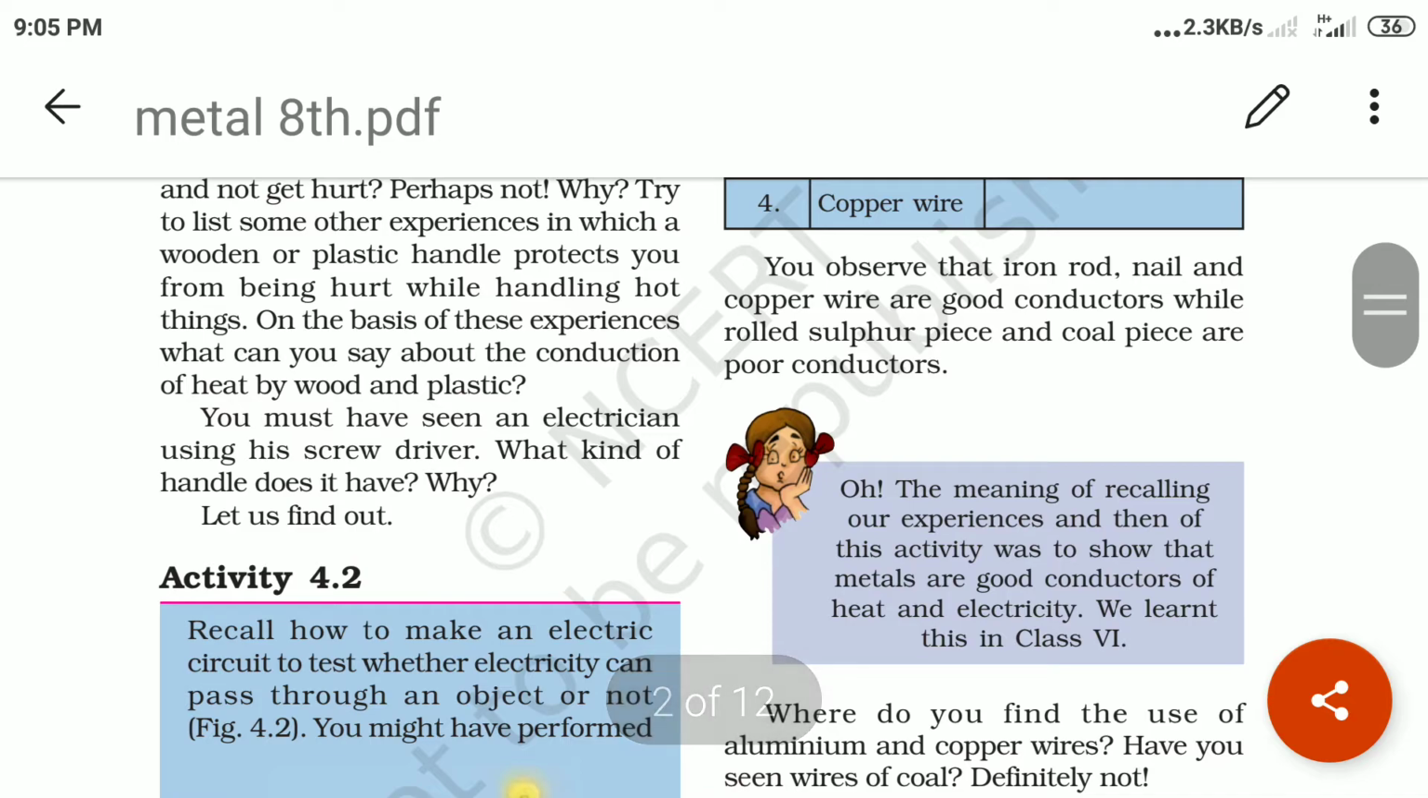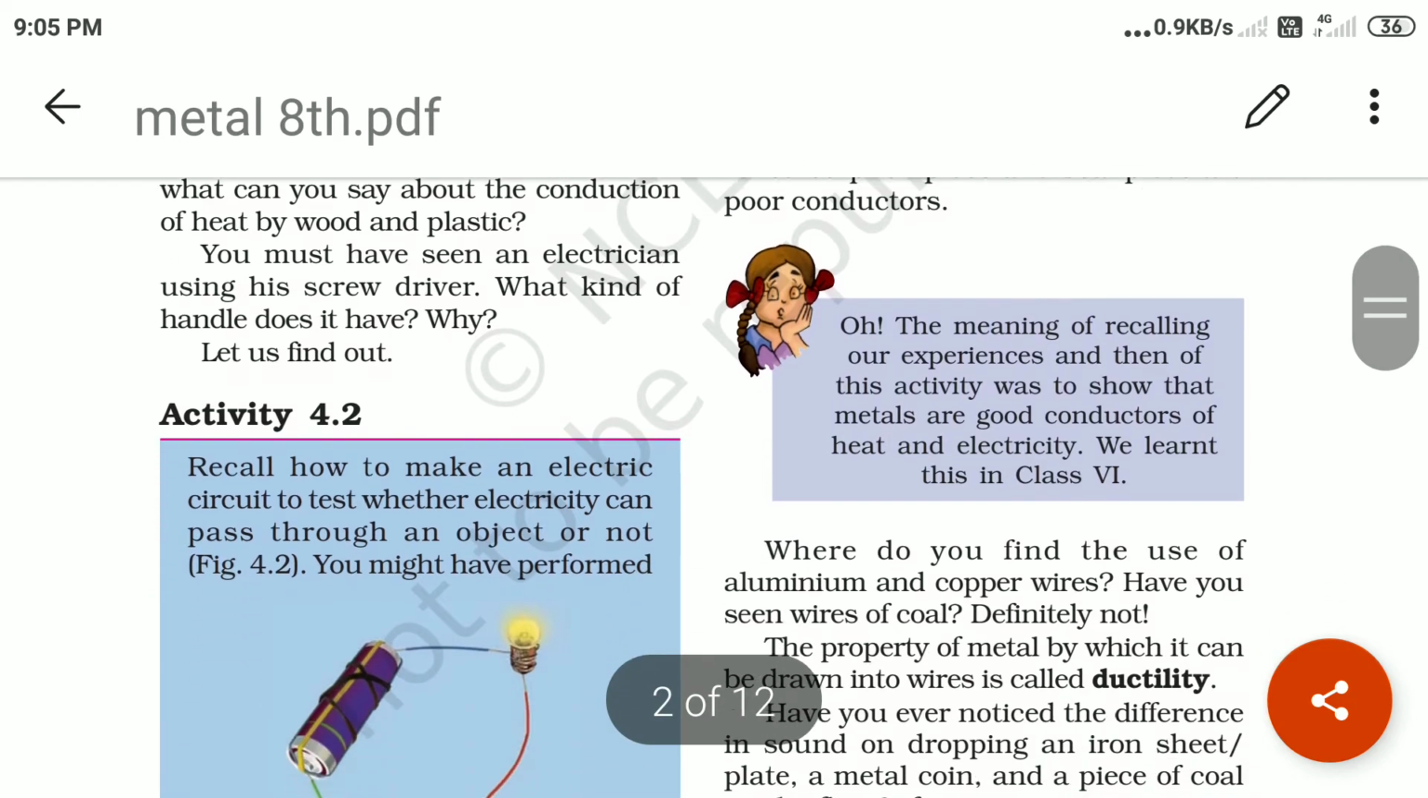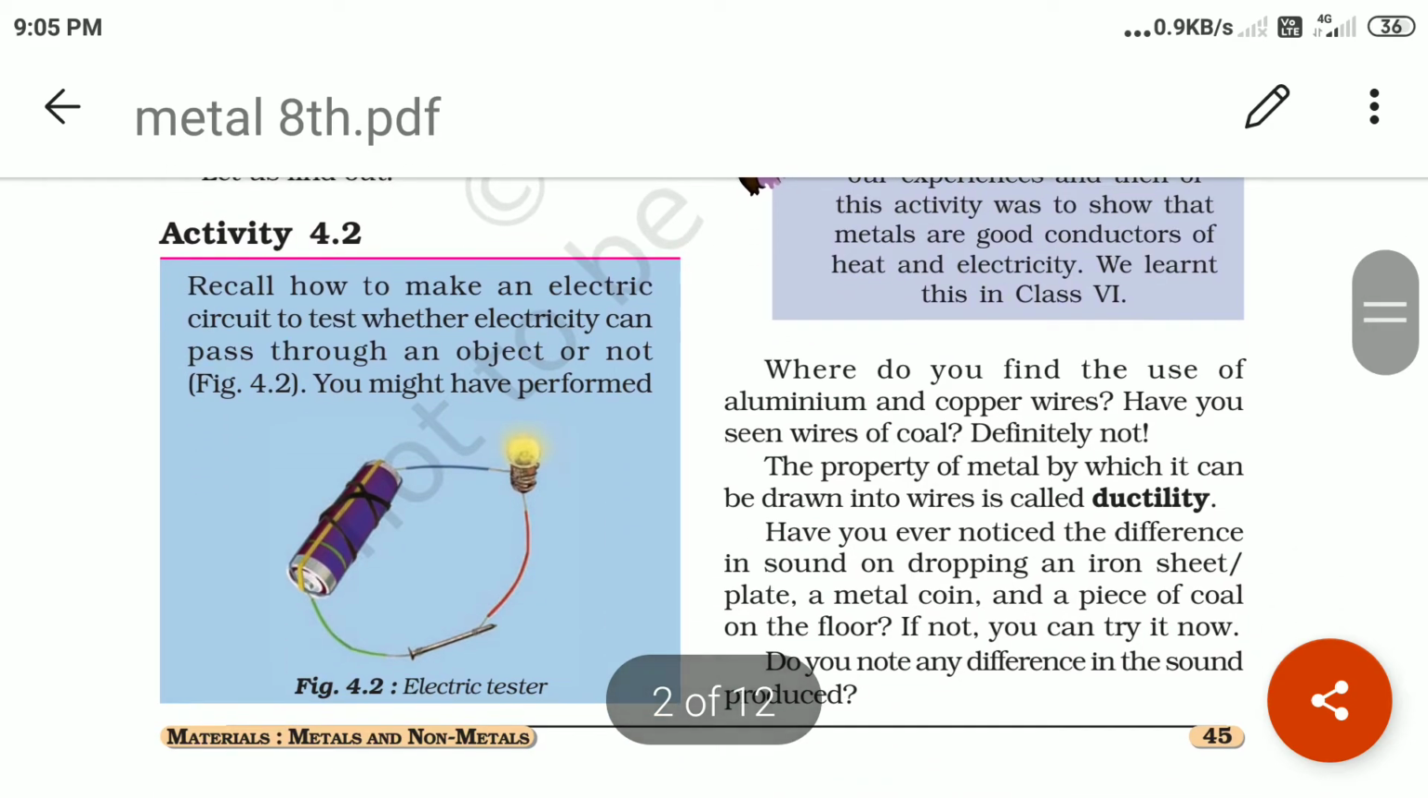You must have seen an electrician using a screwdriver. What kind of handle does it have and why? What is the answer to this? Activity 4.2. Recall how to make an electric circuit to test whether electricity can pass through an object or not. You might have performed it. Check out 4.2.